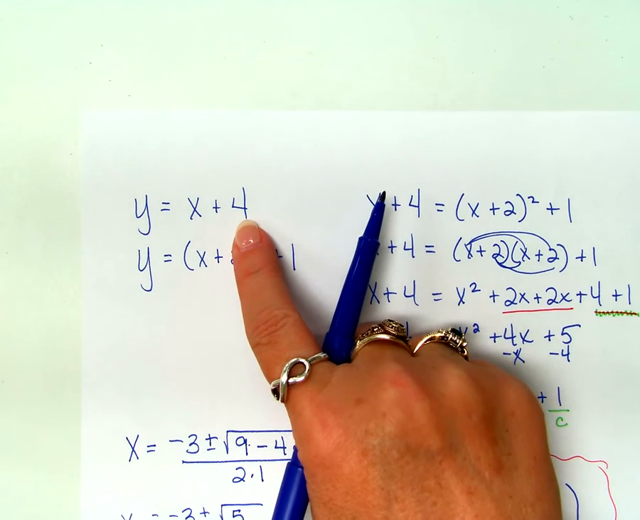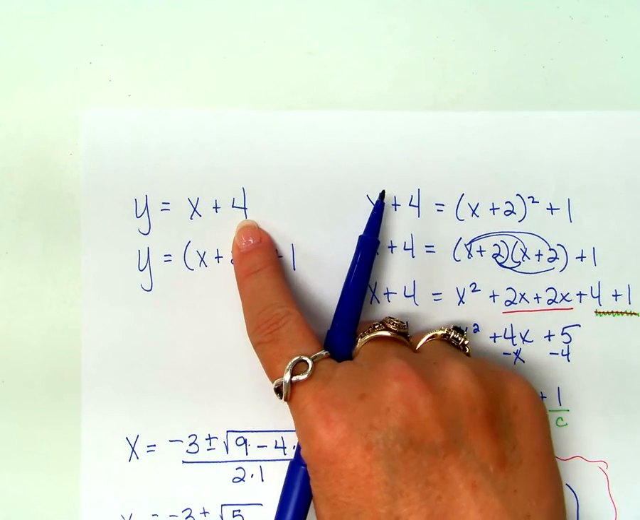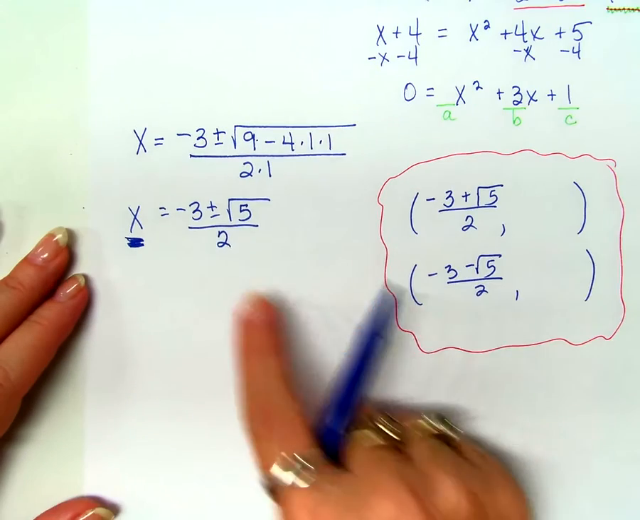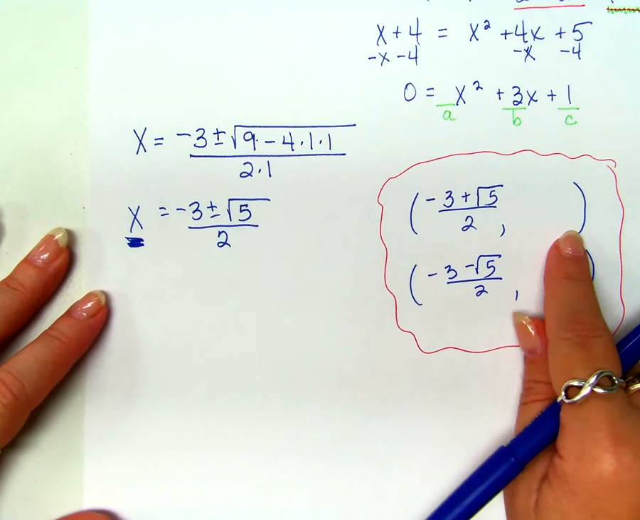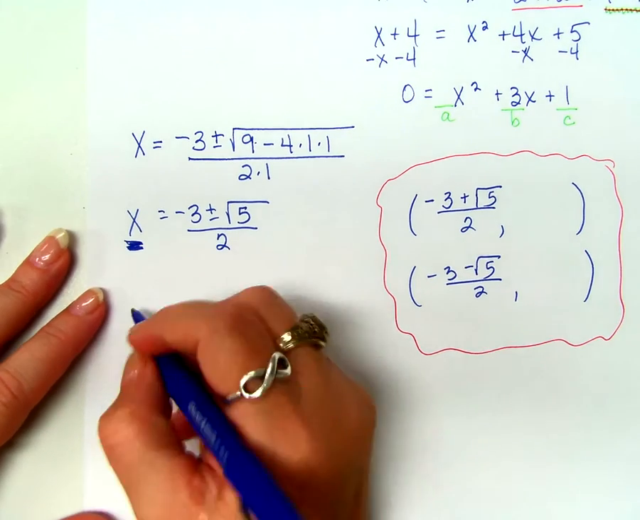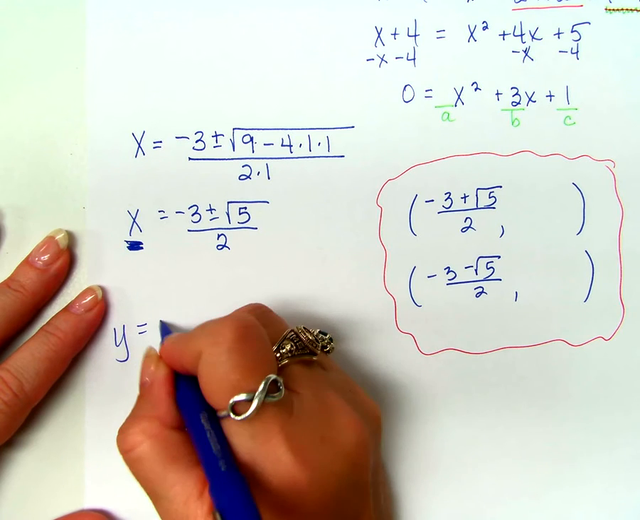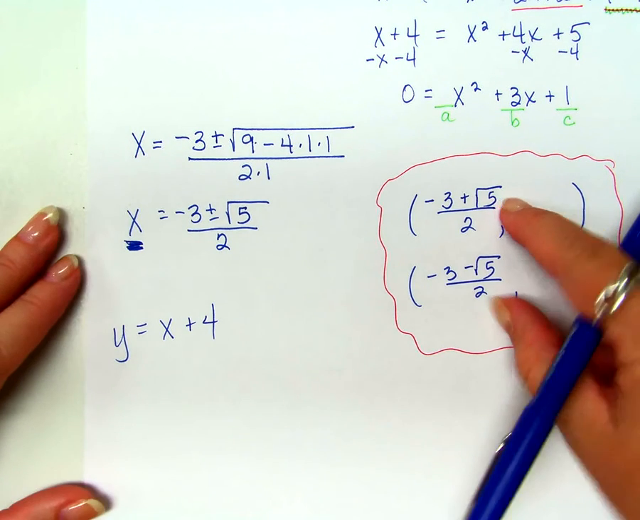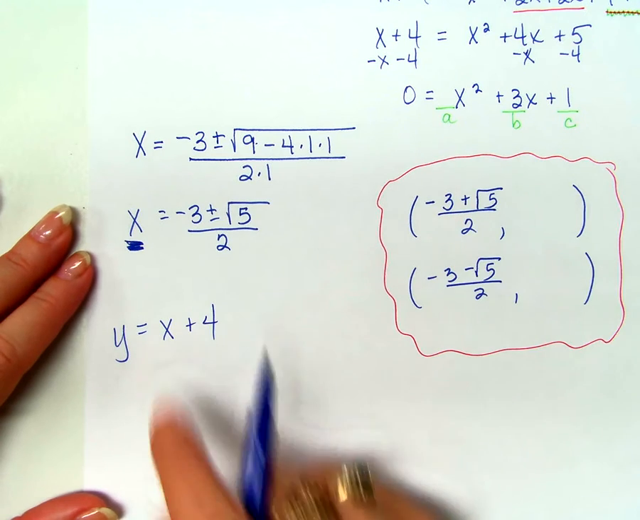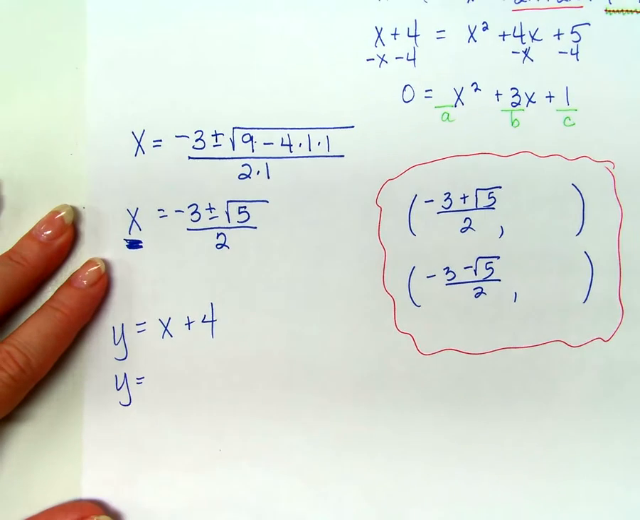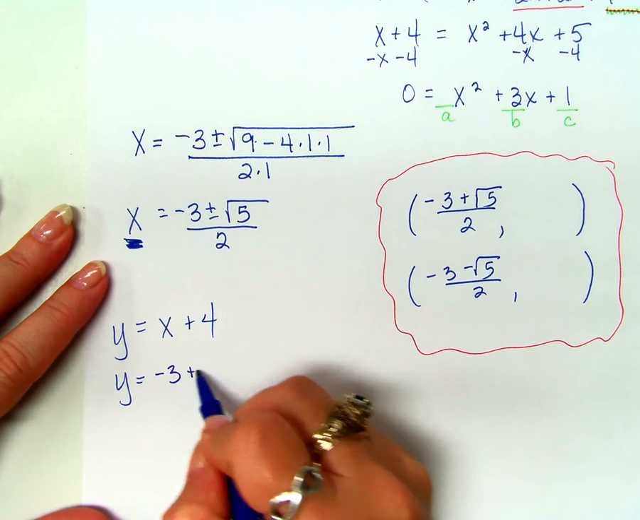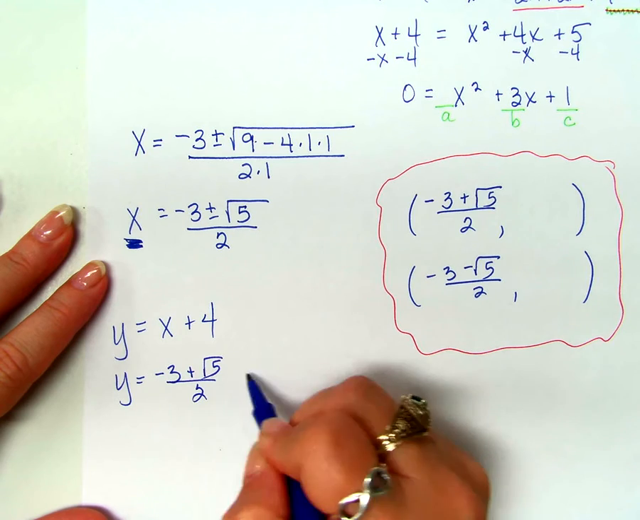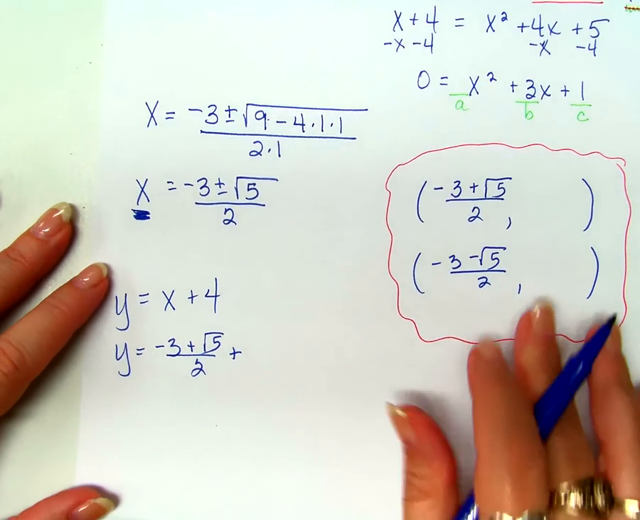We got to plug it back in. We got to substitute it back in, right? If I know y equals x plus 4 and this is x, what do I have to do to find y? Add 4. I have them both written here. So let's put this one in for x. y equals negative 3 plus the root of 5 over 2 plus 4.